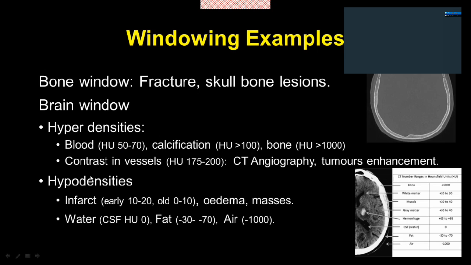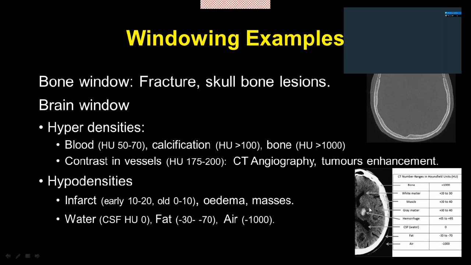Then the hypodense structures, like infarct. The early infarct measures between +10 and +20 Hounsfield units, and the old infarct ranges between 0 and 10. Hypodense structures in CT head also include edema and masses. Water, like CSF, as we said, is around 0 to +15. Fat is between -30 and -70, and air is around -1,000.